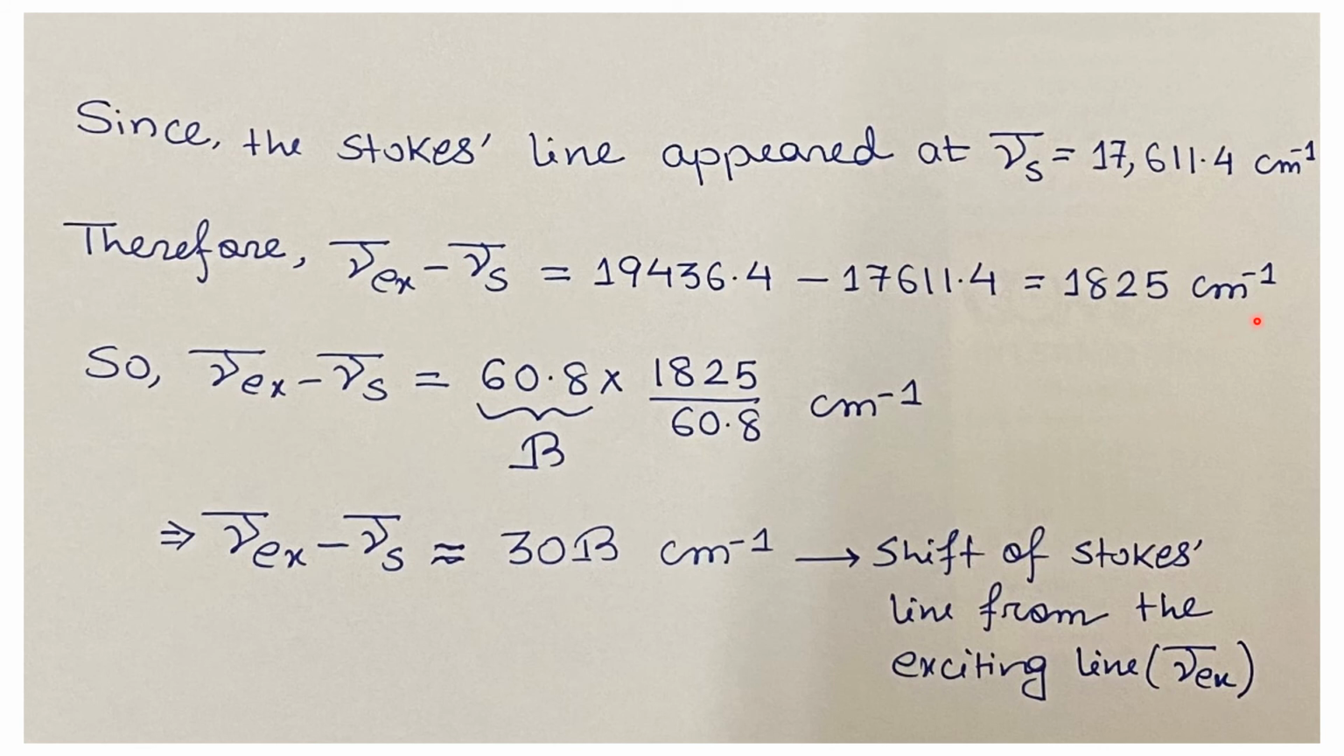If we want to represent this quantity in terms of B, the rotational constant of the system, then we will divide this quantity by 60.8 and multiply by 60.8. So this 60.8 is B for our system. And this quantity, 1825 by 60.8, will give roughly 30. So this quantity is roughly 30B centimeter inverse. So this gives the shift of the Stokes line from the central line or the exciting line nu Ex bar.